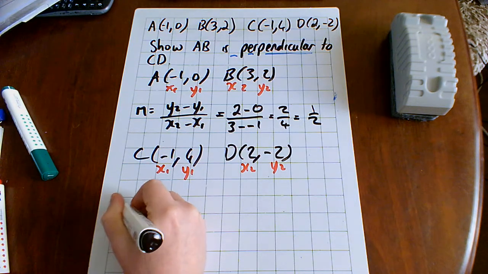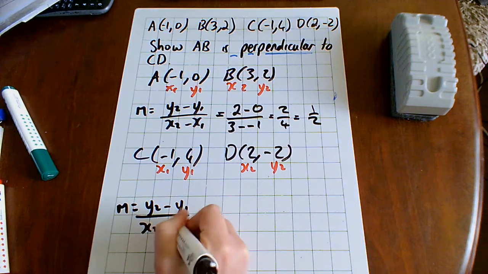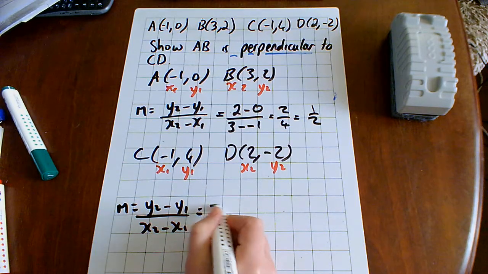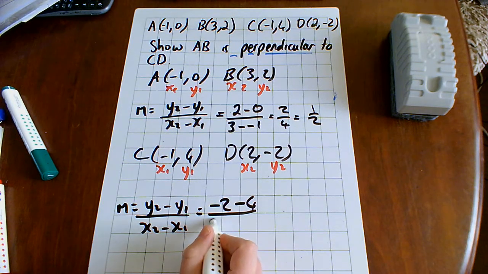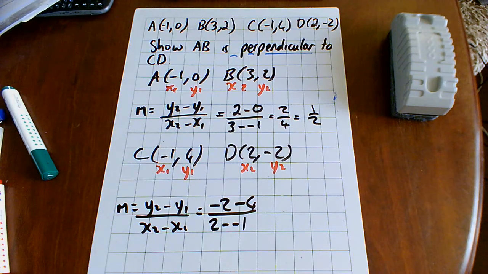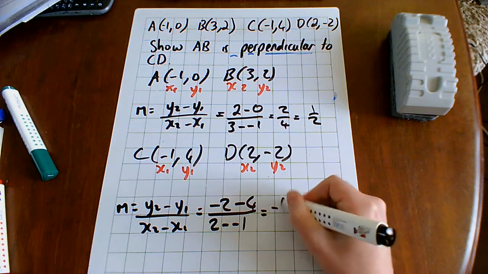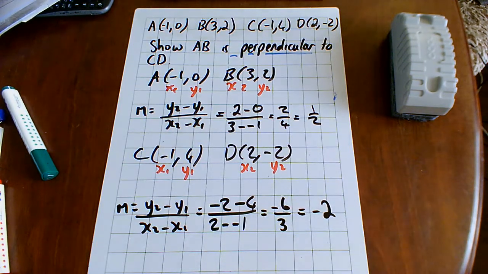Write out my formula for slope. Y2 minus Y1 over X2 minus X1 equals Y2 is minus 2 minus 4, and X2 is 2 minus minus 1. Okay, always be careful with that. So that becomes minus 6 over 3. Minus 6 divided by 3 is minus 2.